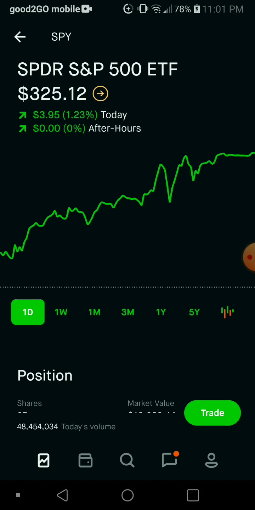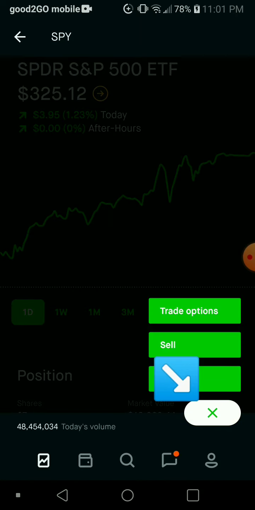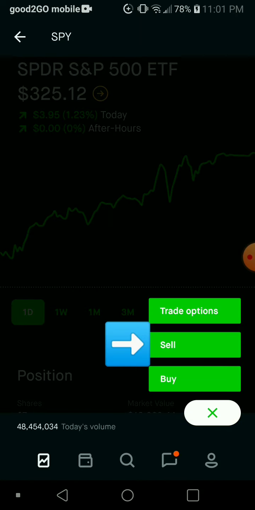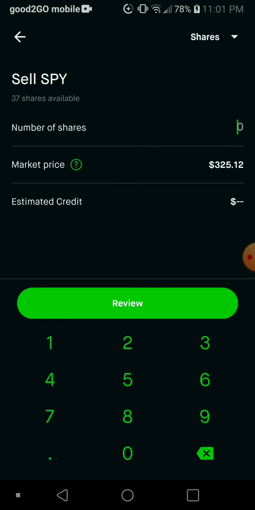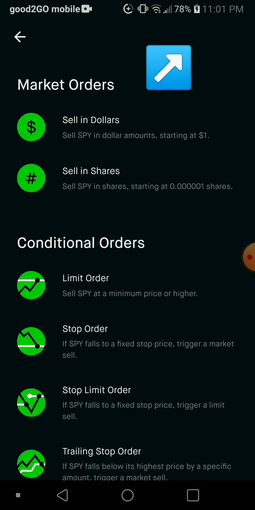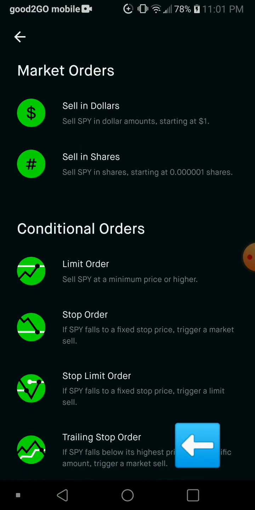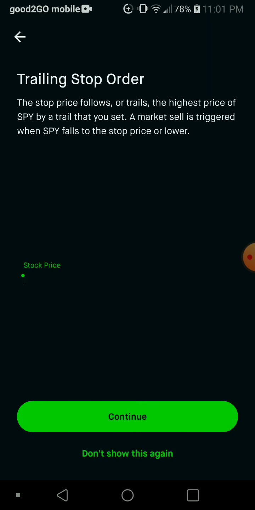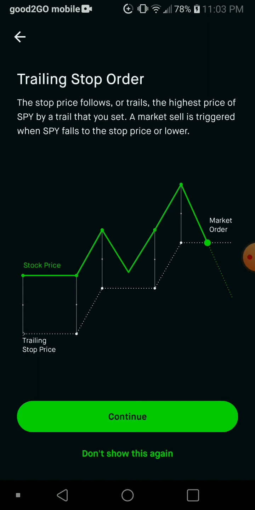So how do we do that? Again, we click on trade and then choose buy or sell. Let's go with sell, and number of shares. That's if it's a market order, but we don't want to choose market. So we're going to go to shares here, and choose the last option at the bottom. It's called trailing stop order. We're going to choose that one. And now this will explain the trailing stop order.